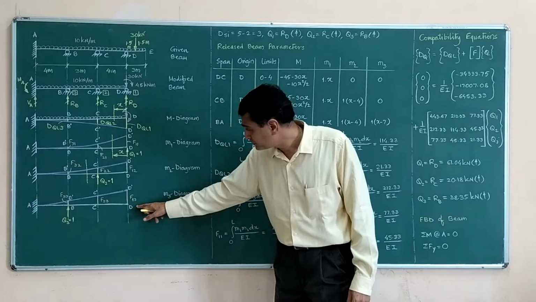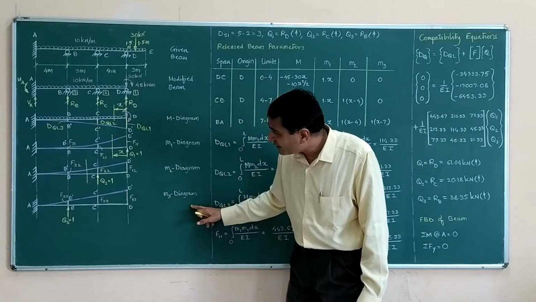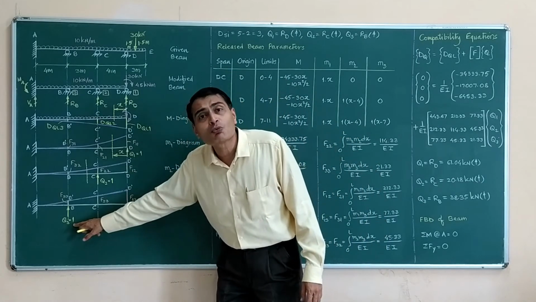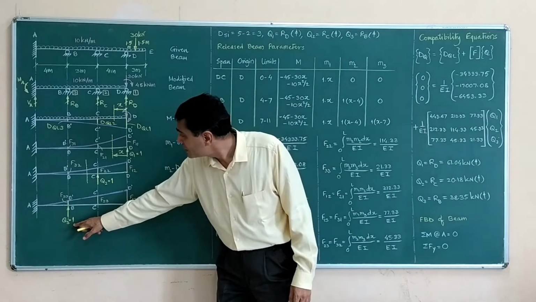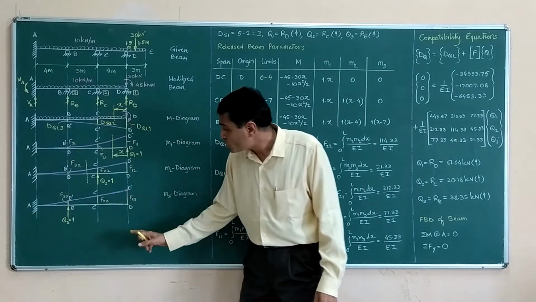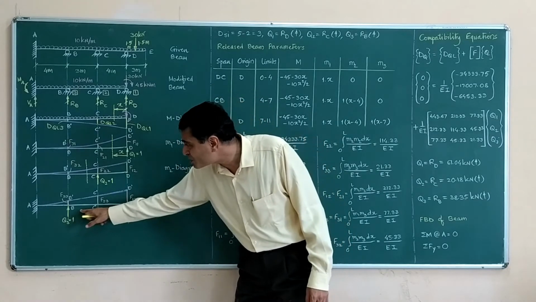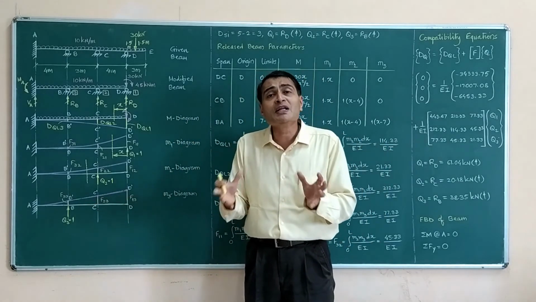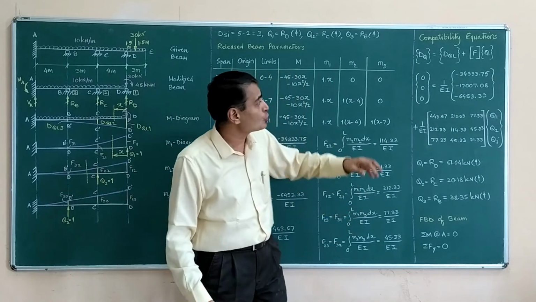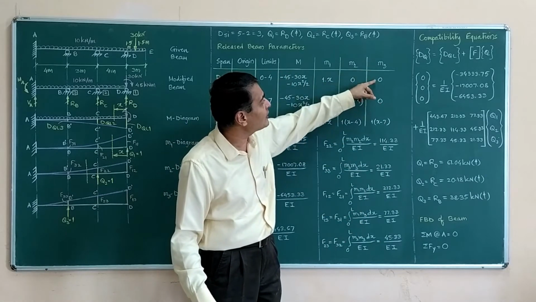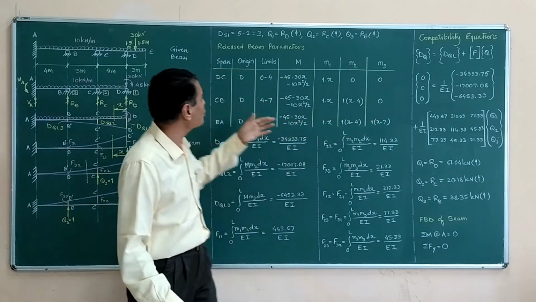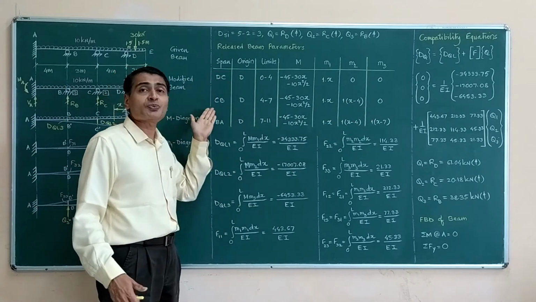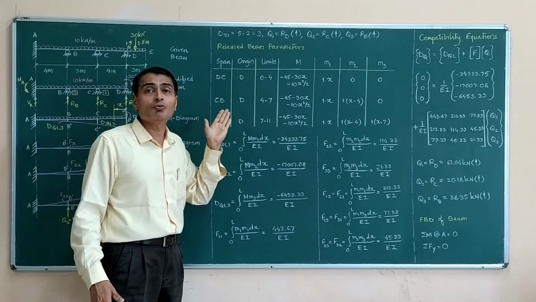M3 diagram. In M3 diagram, we have Q3 is equal to 1 acting at B position. So as far as span CD and span BC are concerned, there is no loading on those spans. Bending moment is going to be 0. So that is what we are observing in M3. This is 0 and this is 0 for both the spans, BC as well as CD. Bending moment is 0.